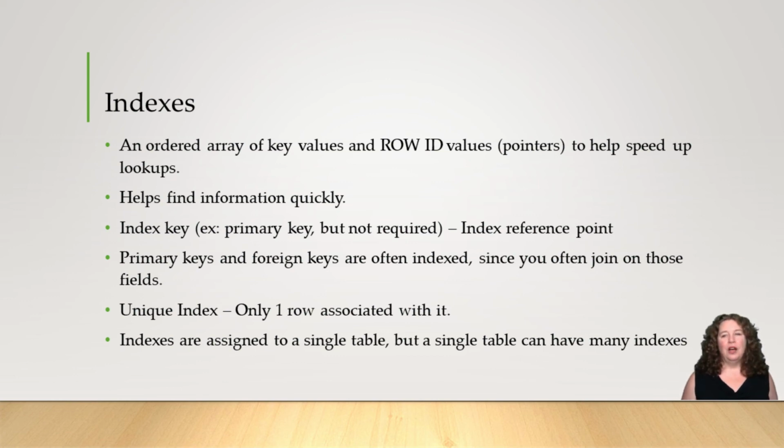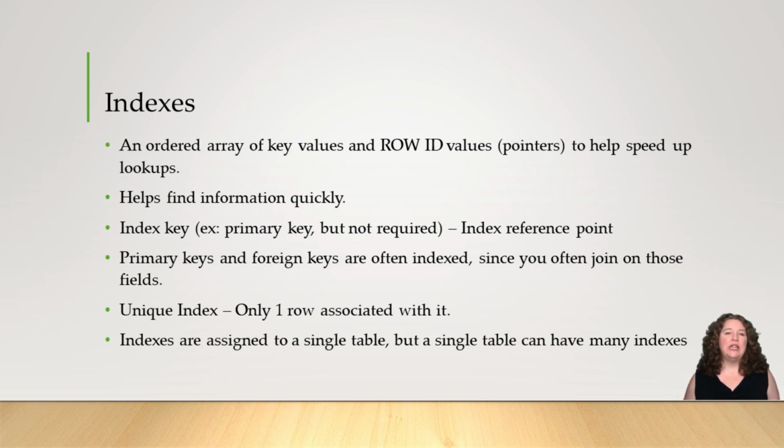So on this slide, indexes help you find the information. It can be the primary key, but it's not required. It's just a referential point. Primary keys and foreign keys are often indexed because we usually join on those fields. And then you want to have unique indexes where only one row is associated with it, if that's something that you need frequently. So a unique index is one that only has one row associated with it.